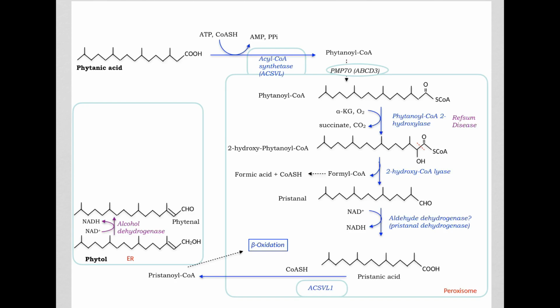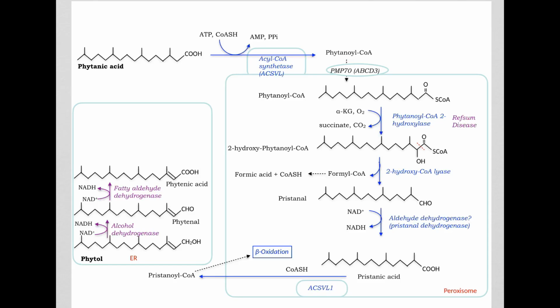So in the first reaction, the enzyme alcohol dehydrogenase, using NAD as an oxidizing agent, oxidizes the alcohol into an aldehyde. Phytol becomes phytanal. In the next step, once again, NAD is the oxidizing agent. The enzyme fatty aldehyde dehydrogenase oxidizes this aldehyde into carboxylic acid, converting phytanal into phytanic acid.